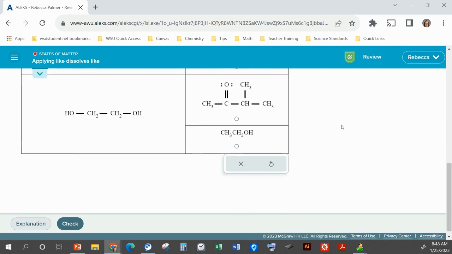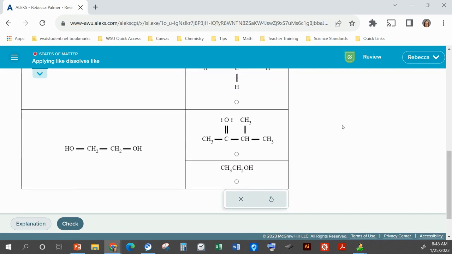Okay. All right, last one for this topic. Good. Yep. So OH groups, that's going to be probably the clue. If it has OH groups, then OH groups. Okay. All right, let's check. Make sure.